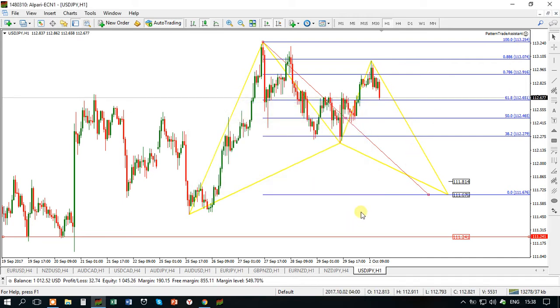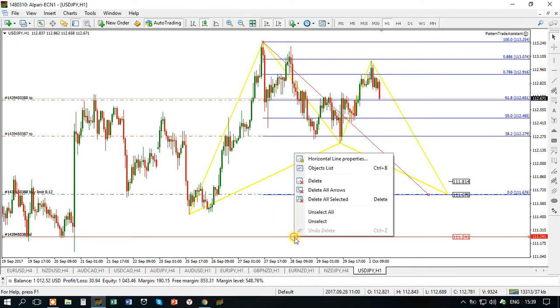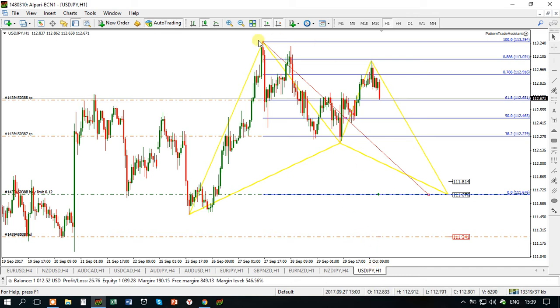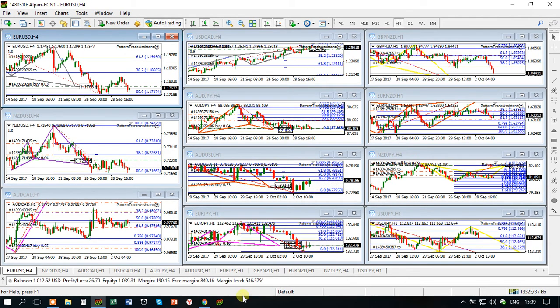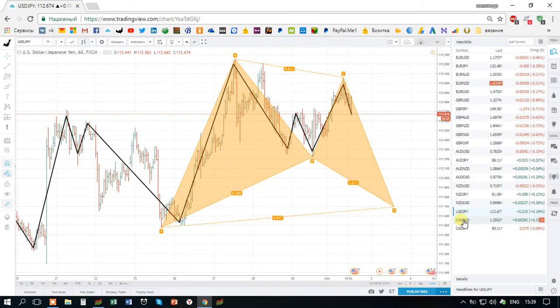So when I press L, Pattern Trade Assistant automatically calculates the distance between the entry and the stop loss, and then it calculates the percentage that I am willing to use. I already did it in the settings of this system, and then it places the limit orders, one to take profit 1 and the second one to take profit 2. Boom, boom. The system just set 2 orders. Done. Dollar yen is the next trading opportunity.